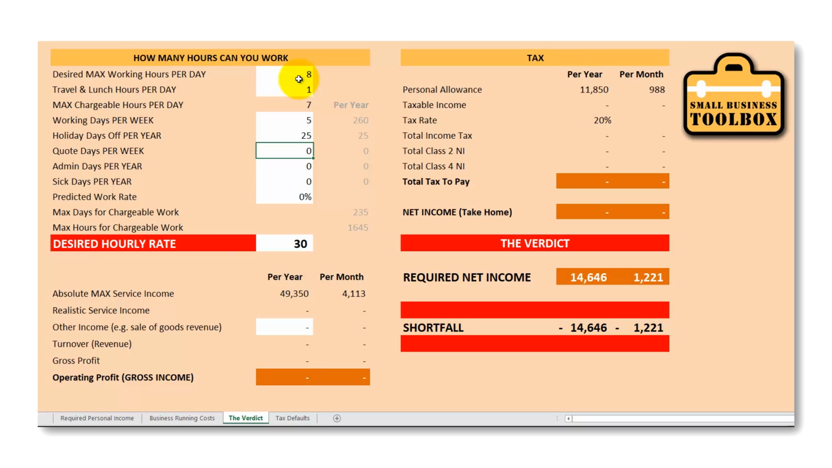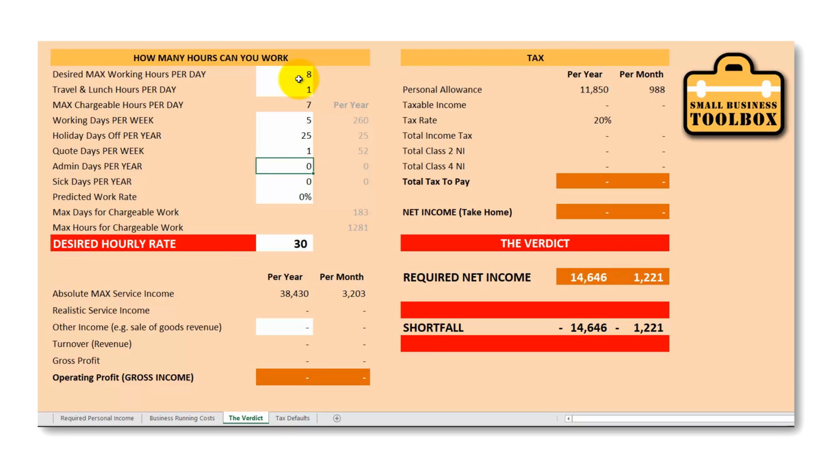Quote days per week. Okay, so you're going to have to go out and win business. How many days per week are you planning on just going out and doing sales activities? So you can't do any other work because you're busy at customer sites quoting for jobs, putting quotes together and all that sort of thing. Let's say at the minute 1 day per week. You can always tweak that later on.